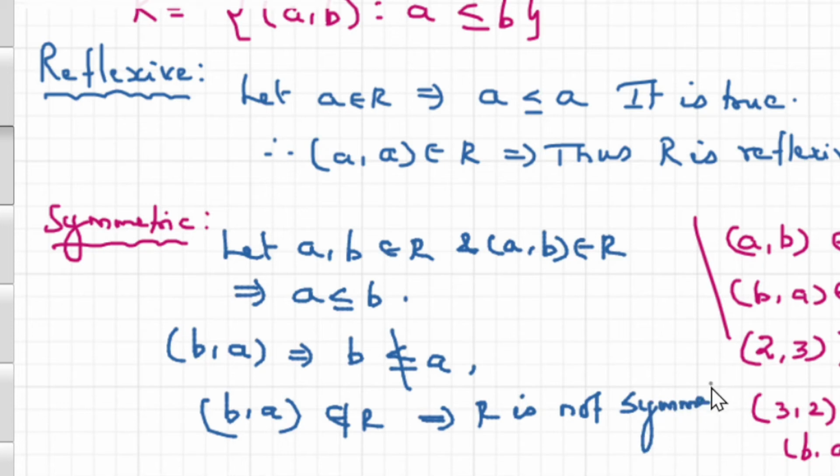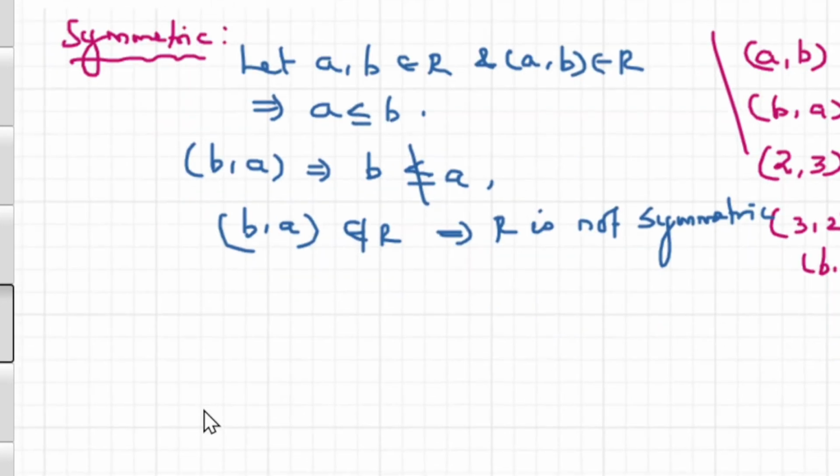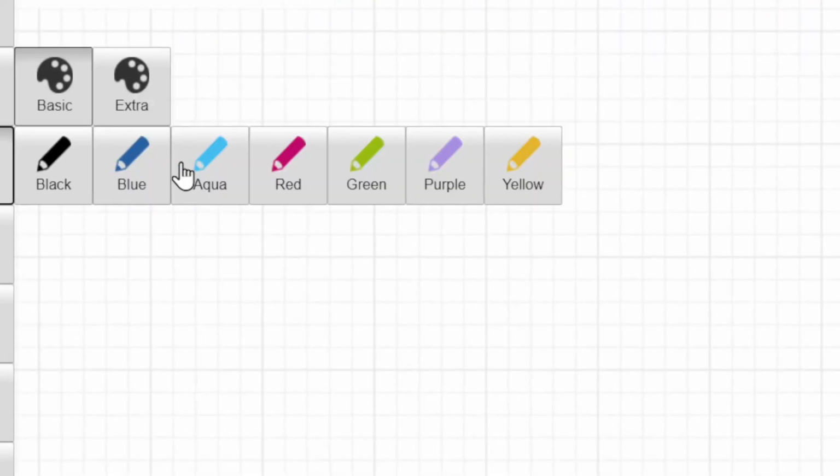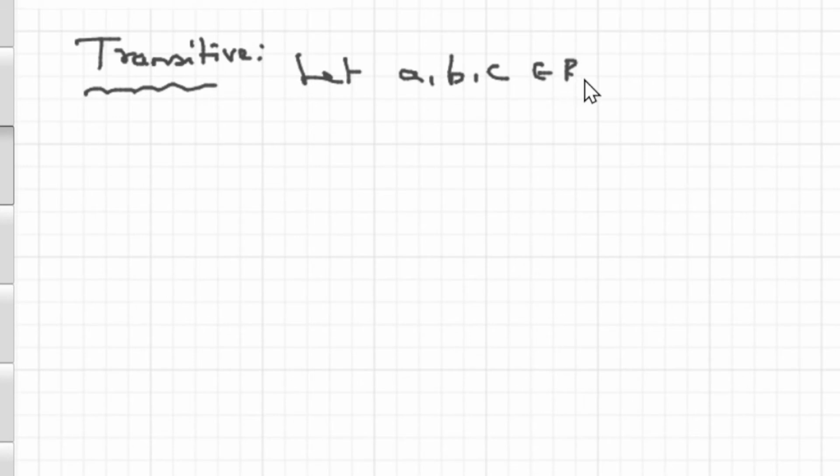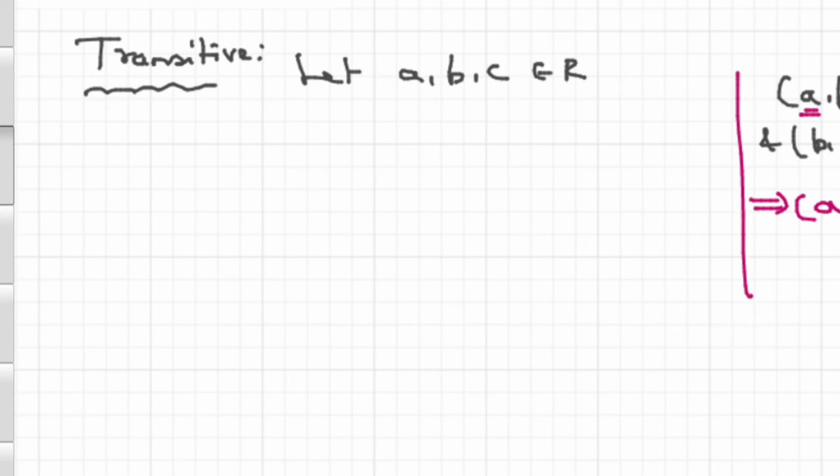This is not symmetric. Now we are going to check for transitivity. For the transitive condition, we have to take three different elements a, b, c belonging to R. In transitive, here we are going to prove that if (a, b) belongs to R and (b, c) also belongs to R, then we have to compare whether (a, c) also belongs to R. We can take an example and check whether it is transitive or not.